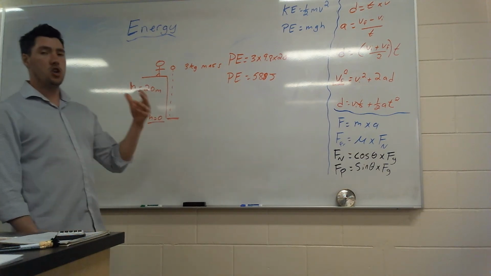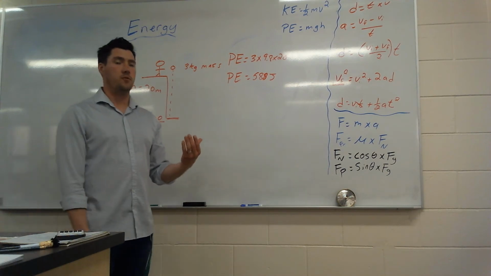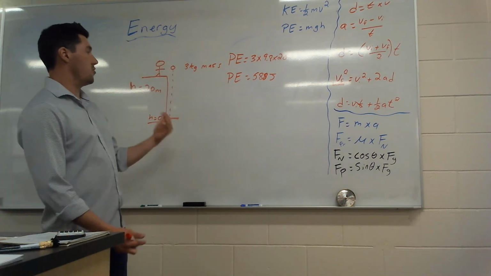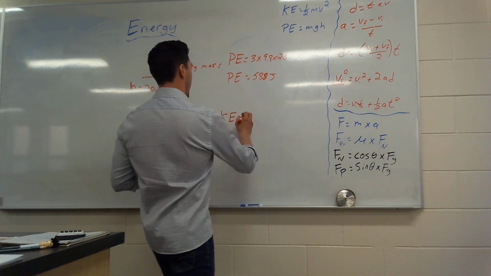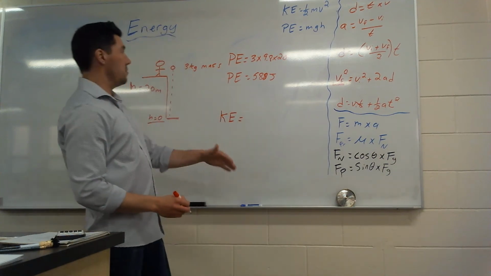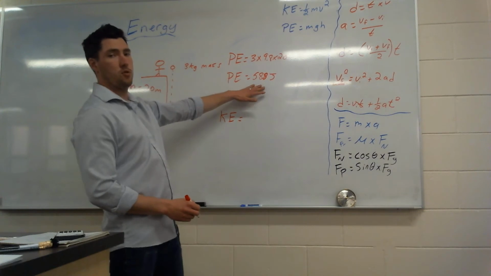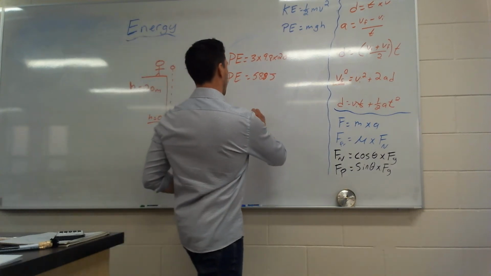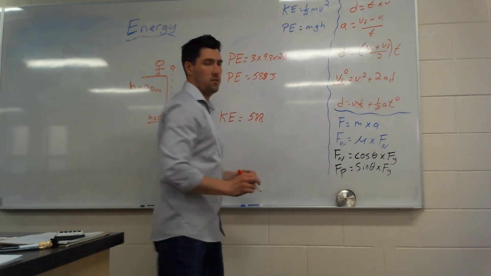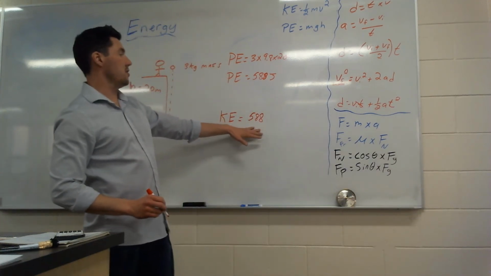But energy, again, is conserved. It is transferred from potential to kinetic energy. So what is my kinetic energy at the bottom? Well, my kinetic energy is going to be exactly the same as what it was at the top. So I've transferred all my potential energy to kinetic energy. So now my kinetic energy is going to be 588. So that's what my kinetic energy is.